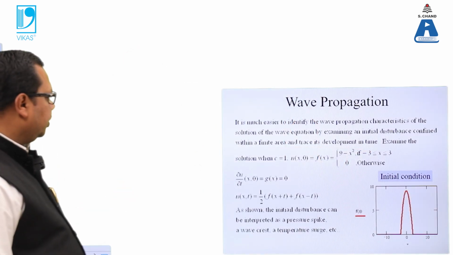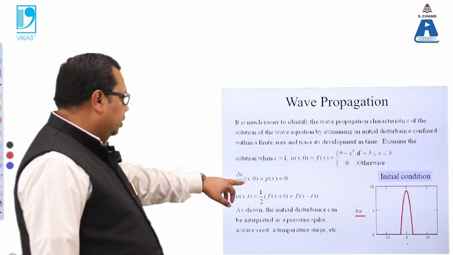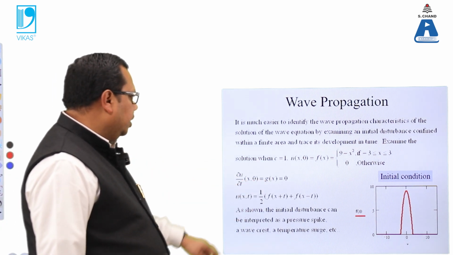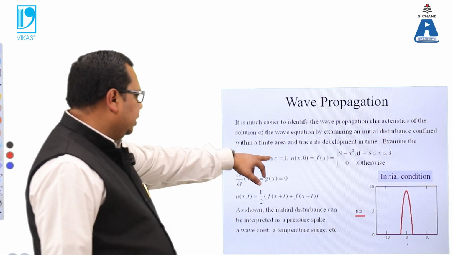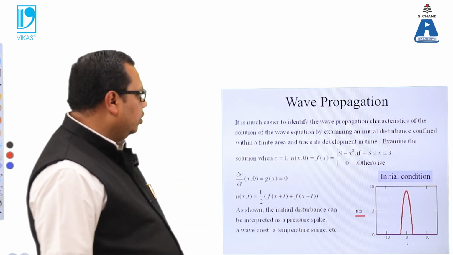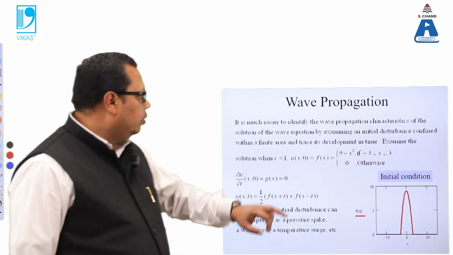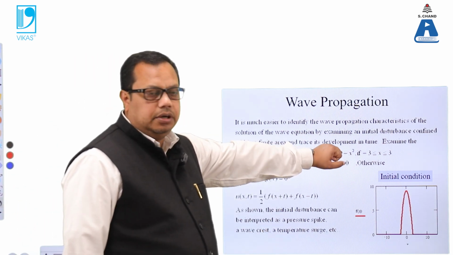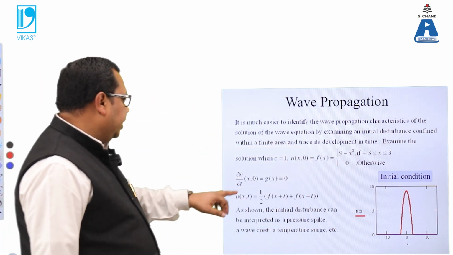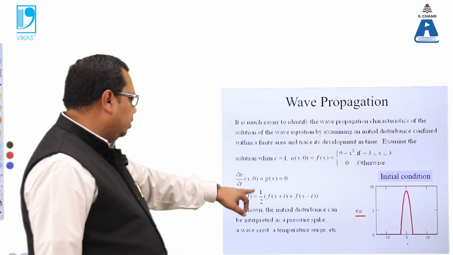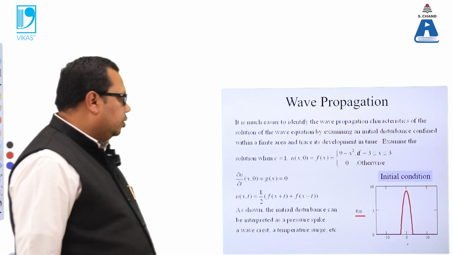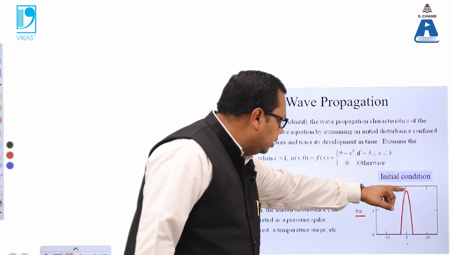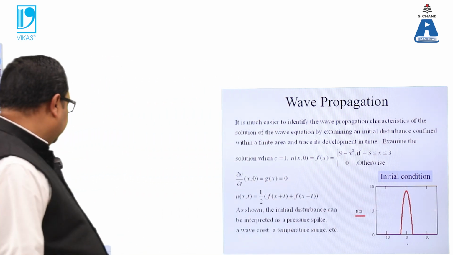Here you can see in the wave equation that du/dt(x,0) is equal to g(x) is equal to 0. So we have taken that particular solution when c is equal to 1, u(x,0) and f(x) is equal to 9 minus x squared. So u(x,t) is equal to 1 by 2 [f(x+t) plus f(x-t)]. So this is the variation that we will generally calculate here.